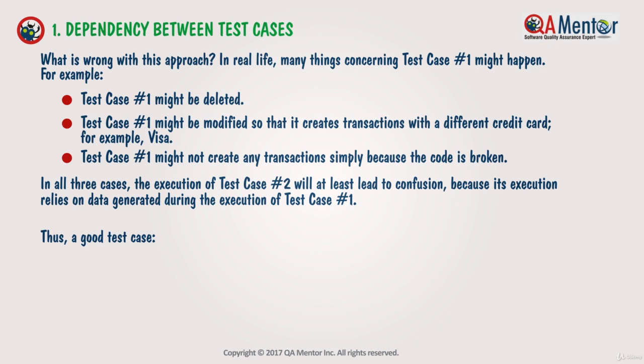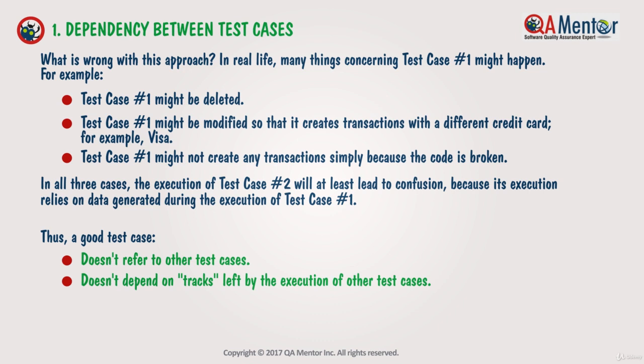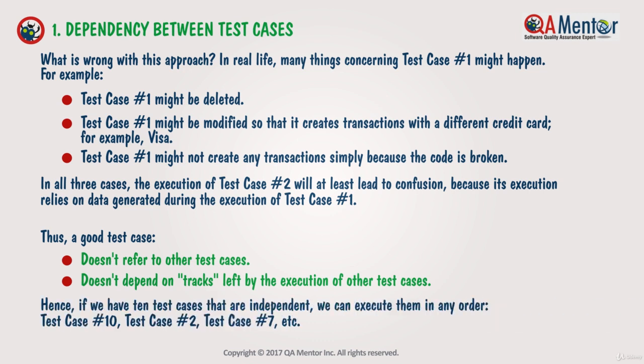Thus, a good test case doesn't refer to other test cases and doesn't depend on tracks left by the execution of other test cases. Hence, if we have 10 test cases which are independent, we can execute them in any order. Test case number 10, test case number 2, test case number 7, etc. Sometimes the repetition of steps in several test cases seems redundant, but the advantages of creating independency in the test cases outweigh the inconvenience of the copy-paste operation.